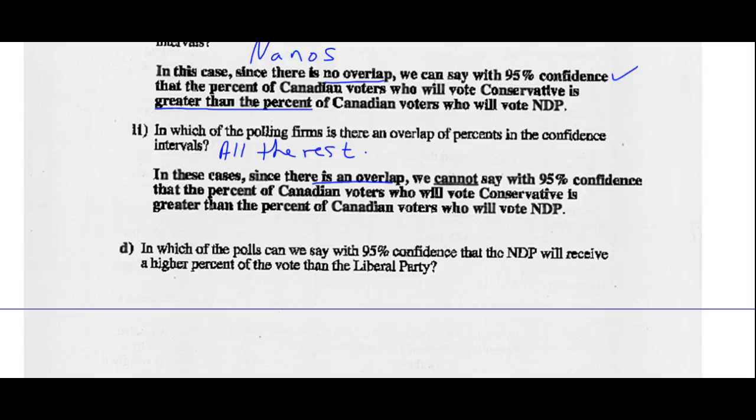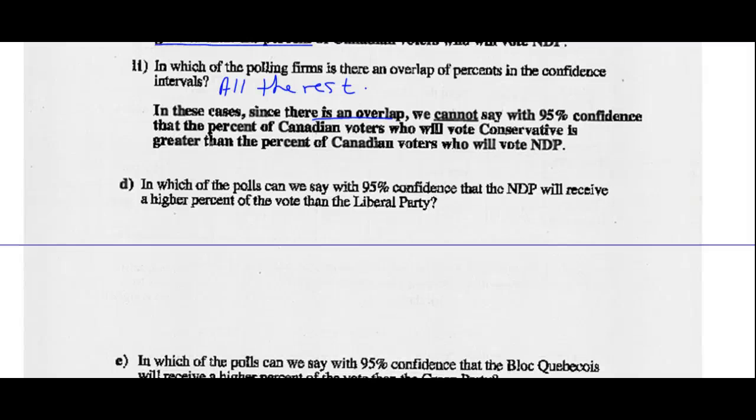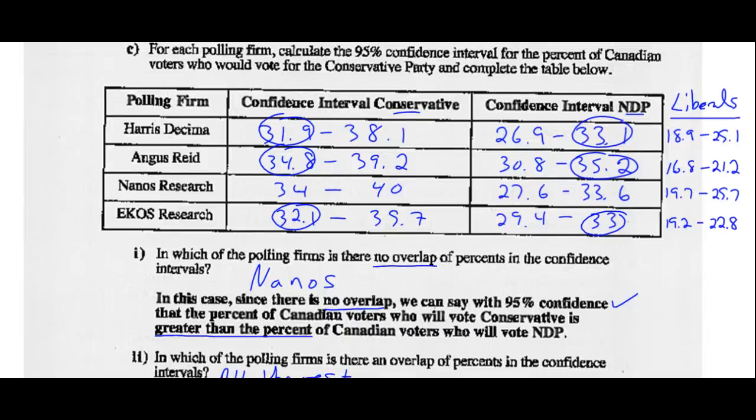So in which of the polls can we say with 95% confidence that the NDP will receive a higher percentage of vote than the Liberal Party? So you'd have to go through and do the same thing as we did with the Conservative Party. So go ahead and try that, and then you can see what the answer is. So if you did the work like I did, let's go back to the table up here. So the Liberals, I filled in all their information. And we notice in the Harris Decima, there's no overlap between the lowest and the highest. Same with the Angus Reid. Lowest NDP doesn't match the highest Liberals. Same with the Nanos, there's no overlap. And same with EKOS, there is no overlap.